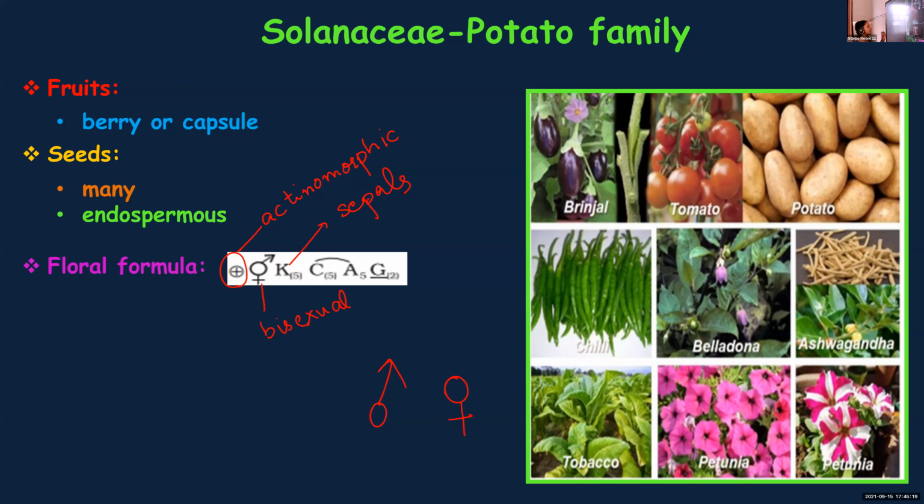In bracket, you can see 5. It is written in brackets. We already learned once it comes in brackets, it means they are fused. 5 sepals are there which are united, which are joined together. So when the number is in bracket, if it is like this K5, that means calyx consists of 5 sepals and they are free. But when it is put in brackets like this, those 5 are joined together or fused.